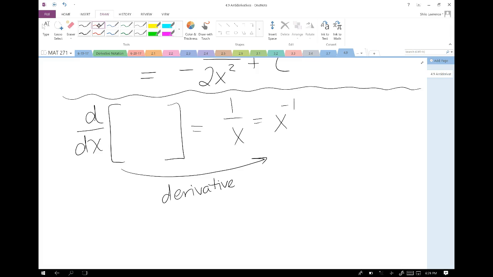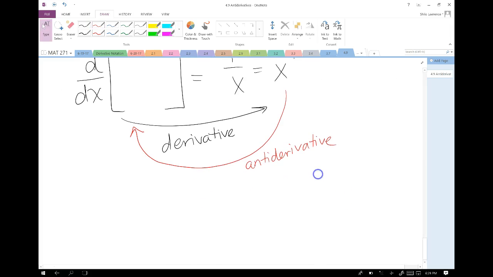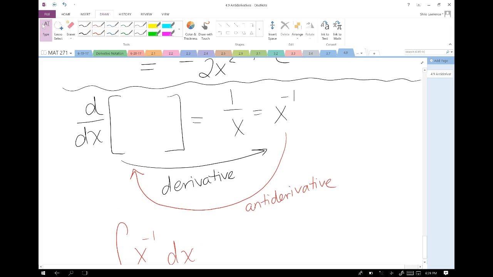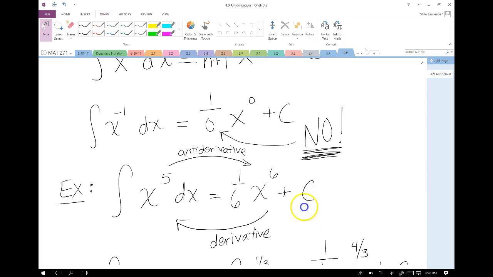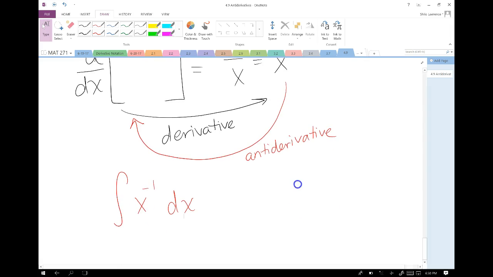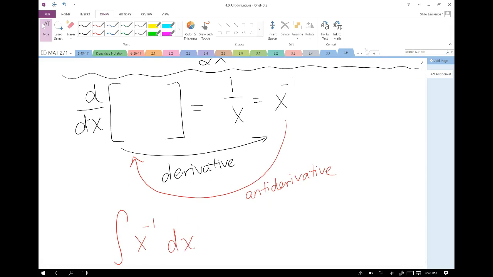What we're trying to do now in 4.9 is take the x to the -1 and go backwards with it and figure out what goes in those brackets. That's the antiderivative. So to say, what is the antiderivative of x to the -1 dx, means I want to know what you took the derivative of to get 1 over x, or x to the -1. And you can't do the power rule on it. We just showed up here that you get 1 divided by 0. We're not allowed to divide by 0. So there is a special function whose antiderivative is 1 over x, or x to the -1.